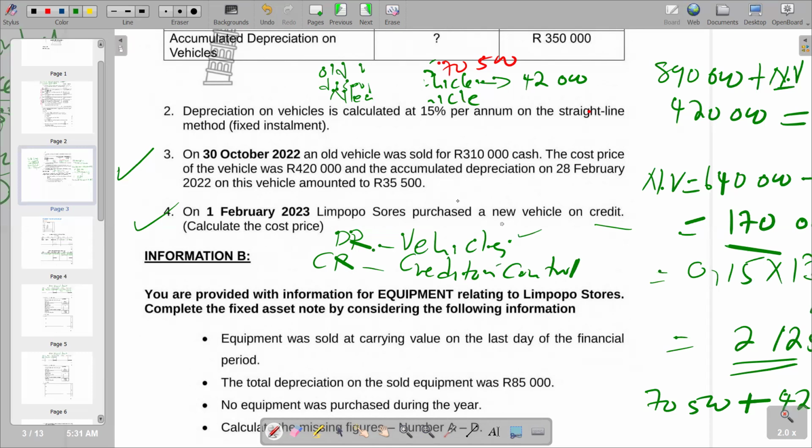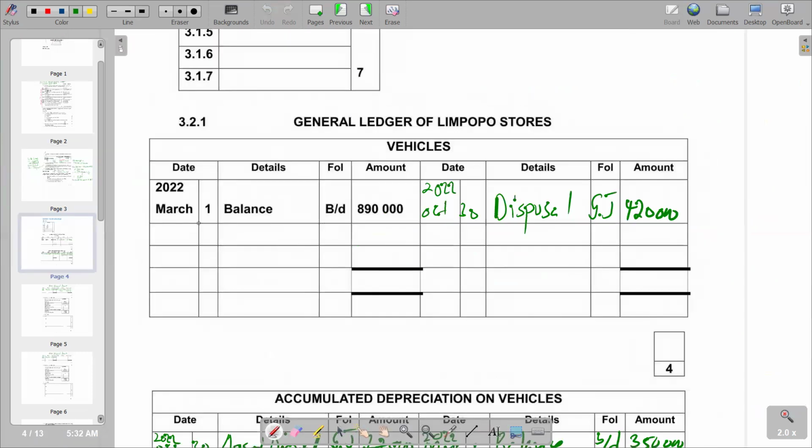We don't have creditors control in the question, but we have vehicles. So we go to the debit side of the vehicles account and put 170,000 for the new vehicle that has been bought. Remember this is February 1, 2023. So we say 2023, February 1, and it's creditors control, and on the folio, we put the creditors journal. And then the amount is 170,000. Right, so this is what we have.